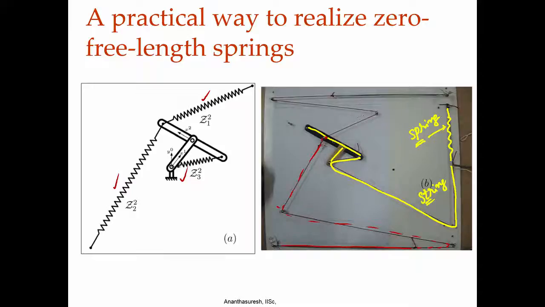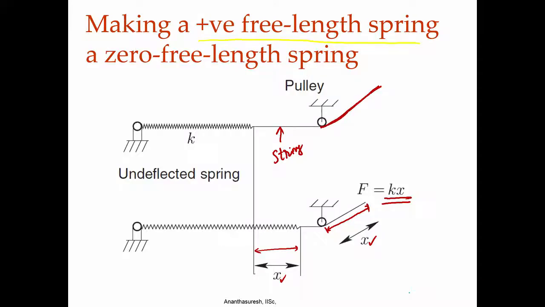Similarly, between this point and this point, let me do with a different color, there is a 0 free length spring that is attached to a string, and then there is a spring which is pivoted here. So, you can realize them using positive free length springs like this.